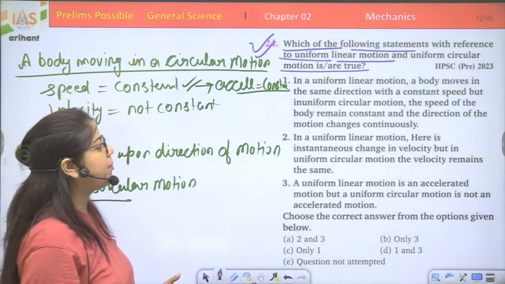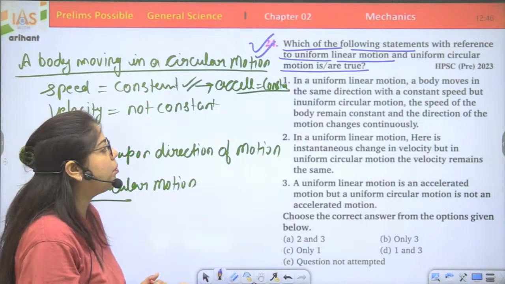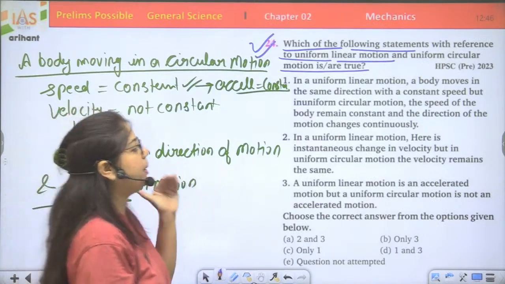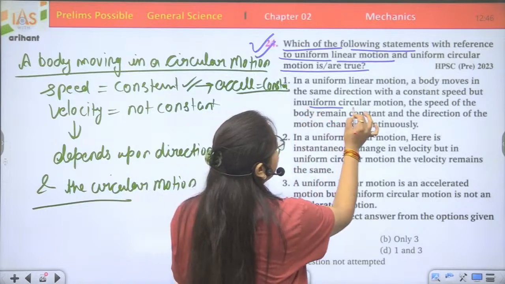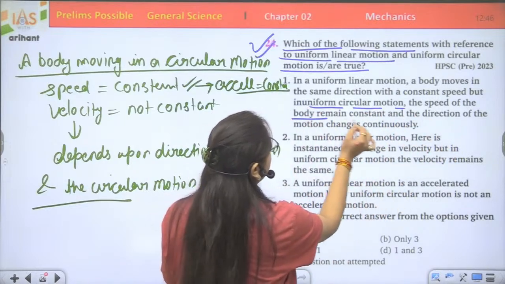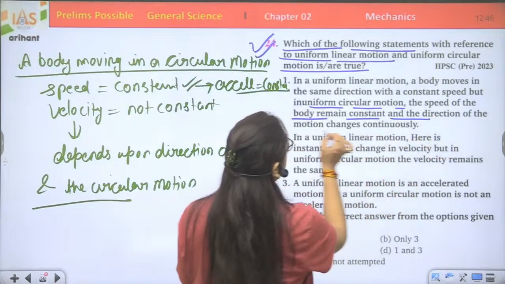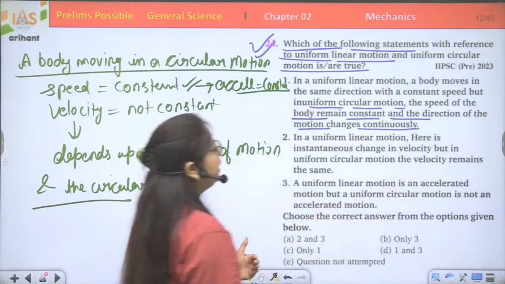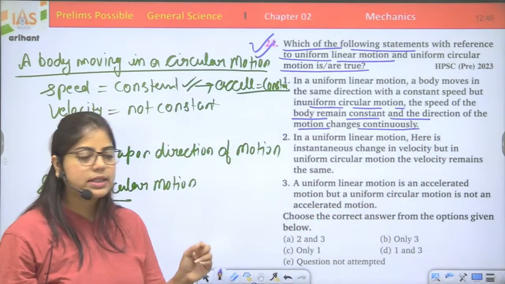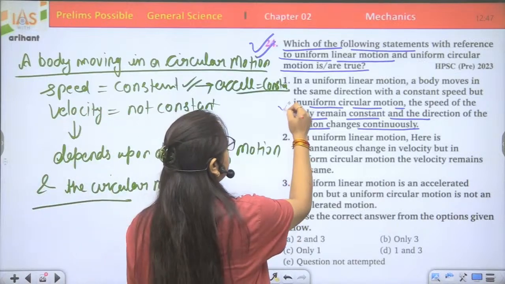So the first statement: in a uniform linear motion, a body moves in the same direction with a constant speed, but in uniform circular motion, the speed of the body remains constant and the direction of the motion changes continuously. It is the correct statement, right? This one is the right statement.